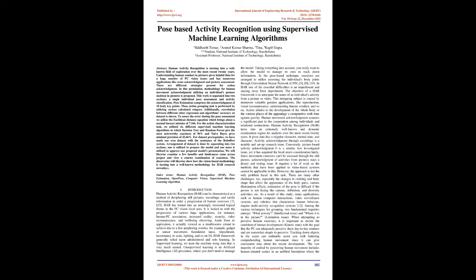For dataset requirements, we have made our own dataset with the assistance of the Roboflow system. The dataset is divided into two sections, one is utilized to train the model and one more is utilized to validate our proposed model's performance. We will likewise examine a few benefits and drawbacks encountered in the project and view a brief comparison of accuracy. The findings will likewise show how the vision-based approach is turning into a well-known approach for HAR research nowadays.